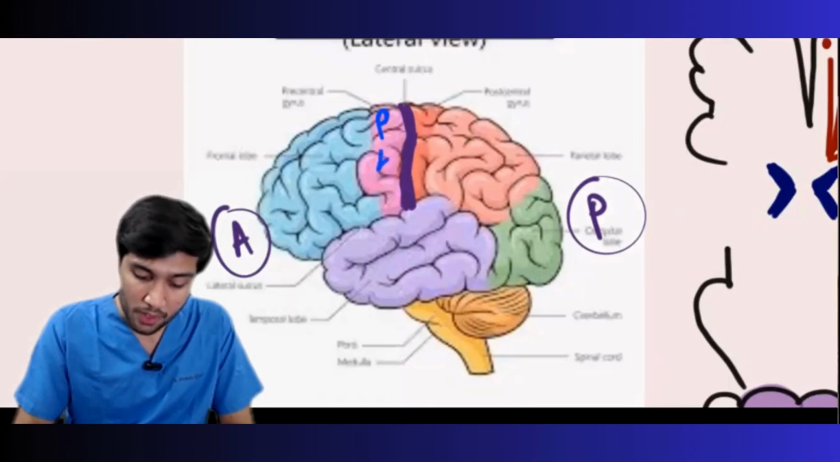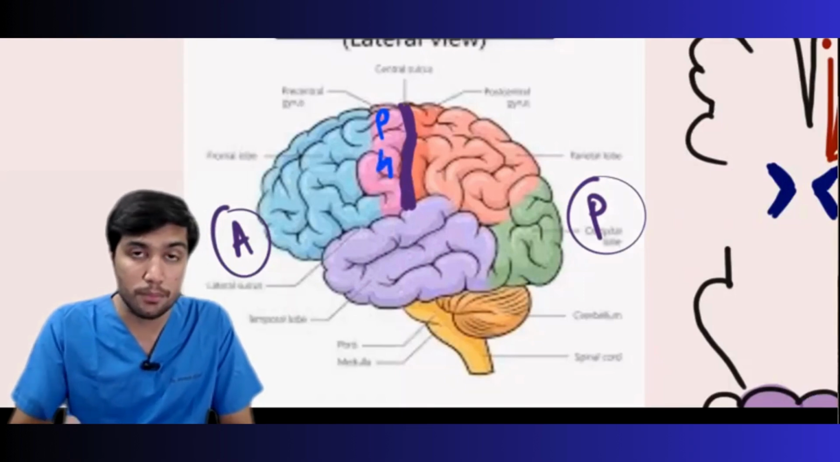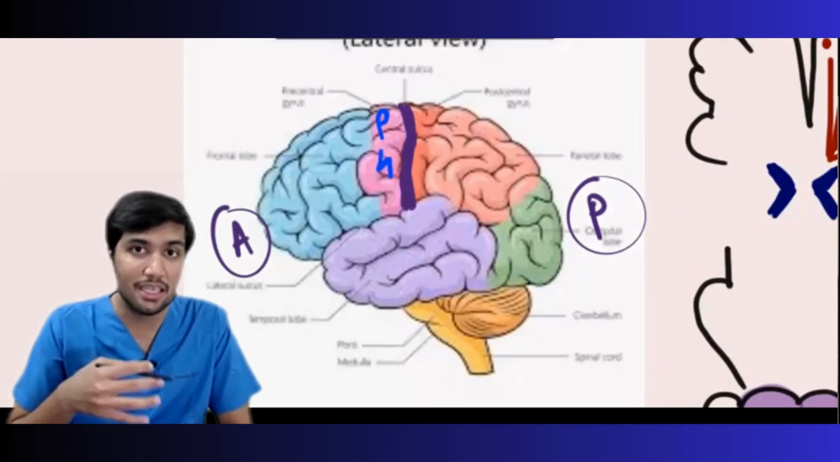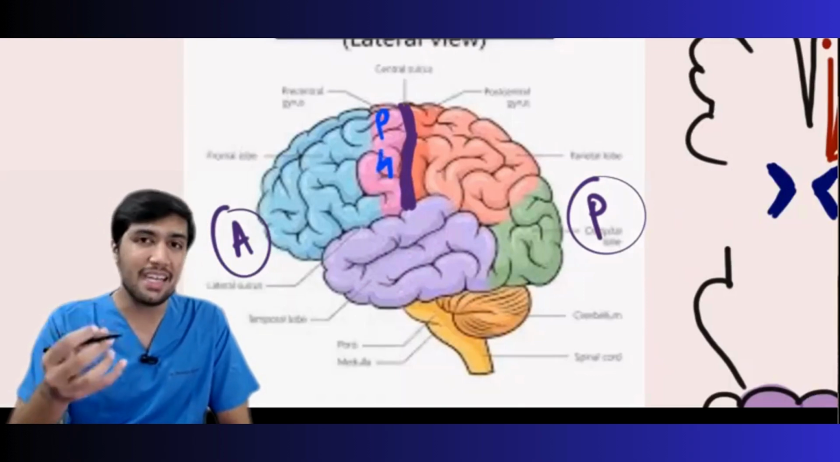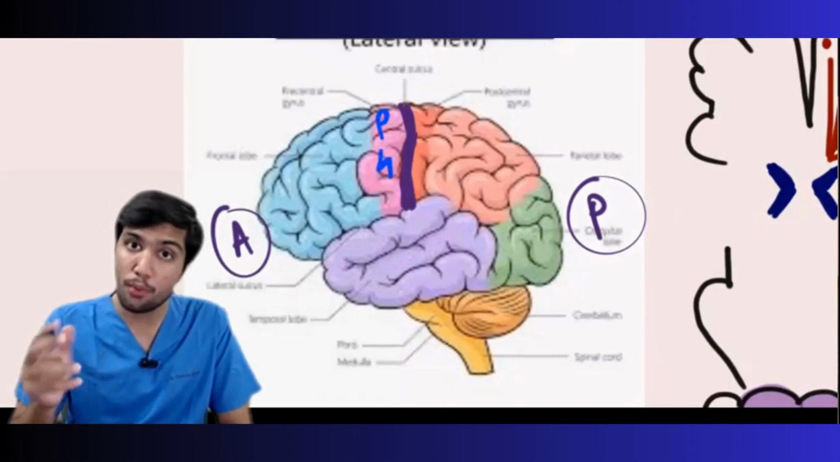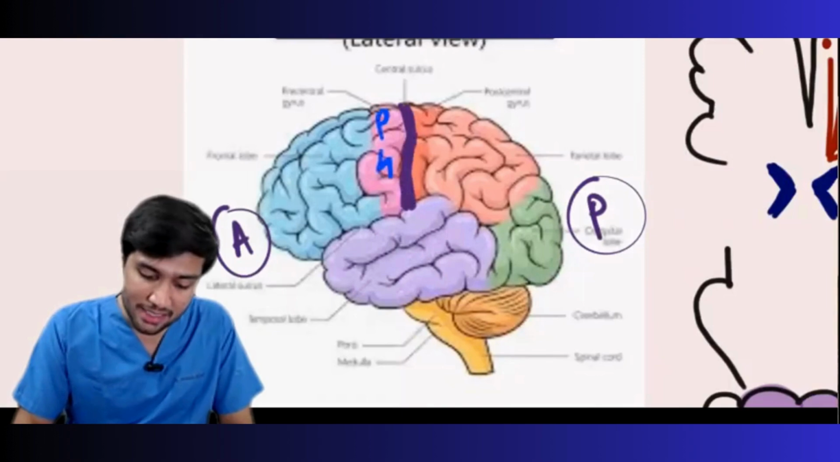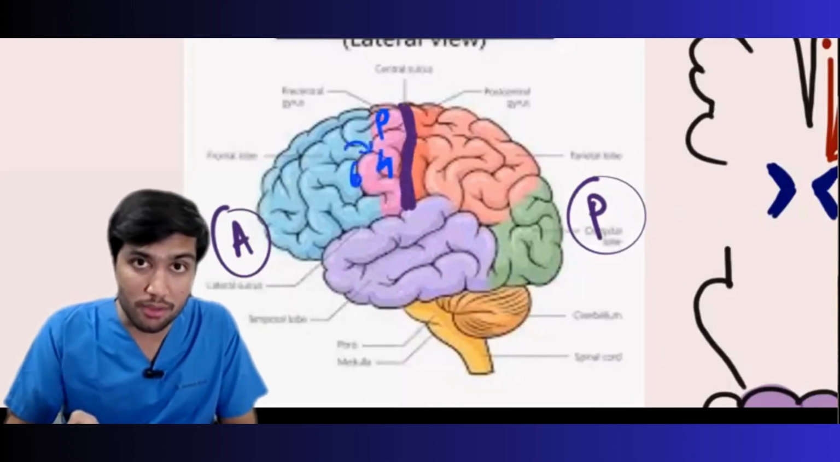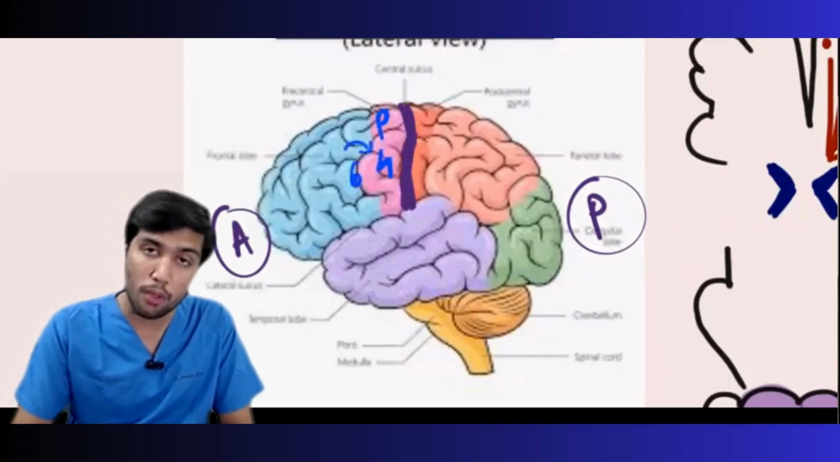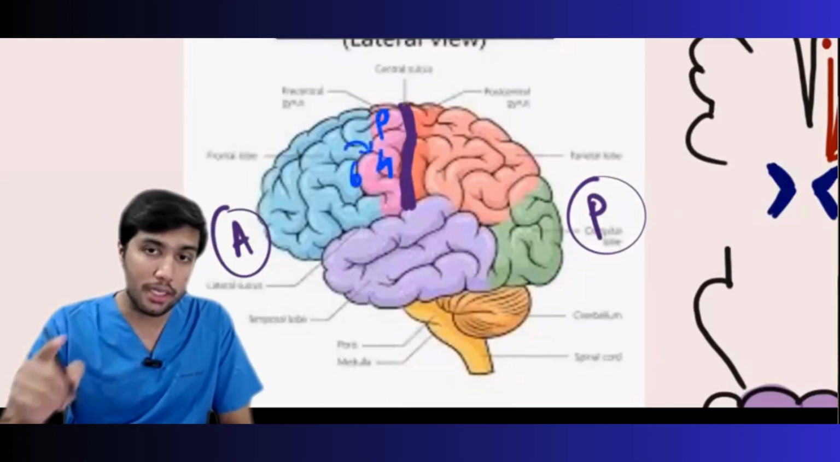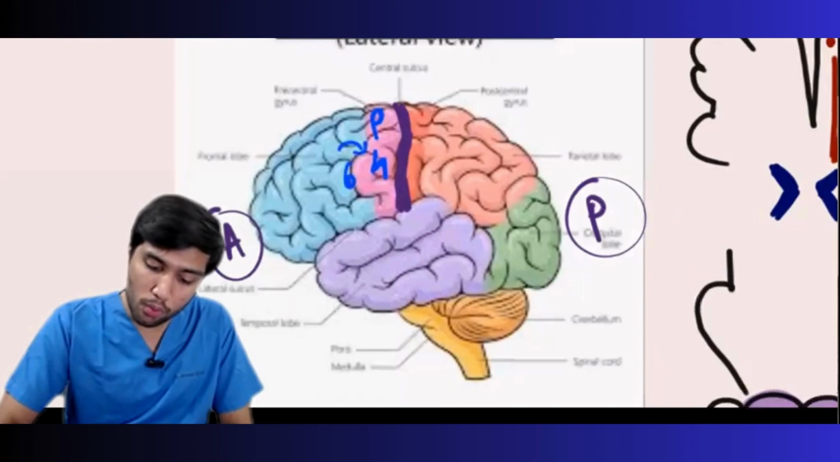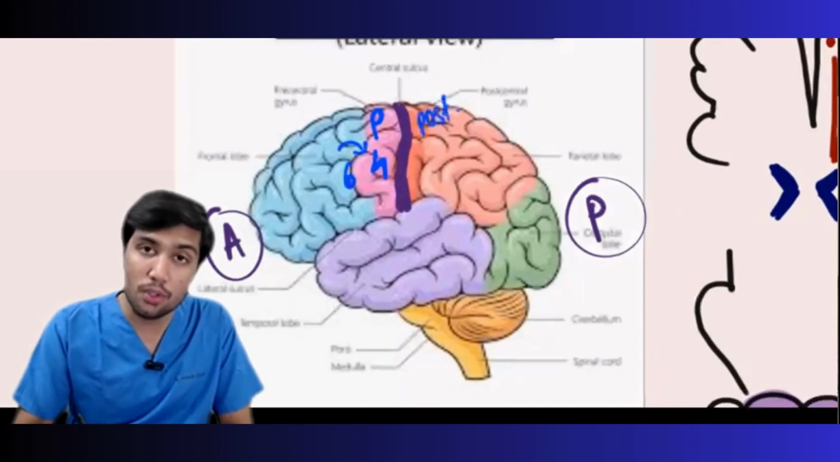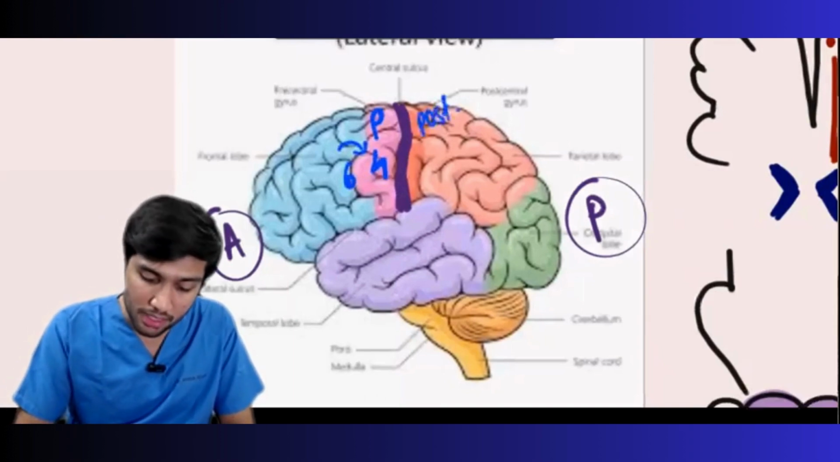Now this area will receive sensations from the premotor cortex, which is responsible for the fineness of the movement, which is denoted as the Brodmann's area number 6, and it is just anterior to it. And the primary motor cortex will also receive information from the somatosensory cortex, which is located in the postcentral gyrus, which is denoted as Brodmann's area number 3, 1, and 2.